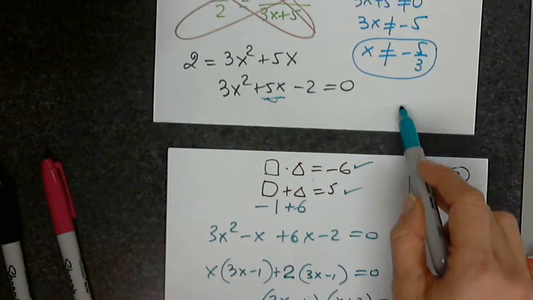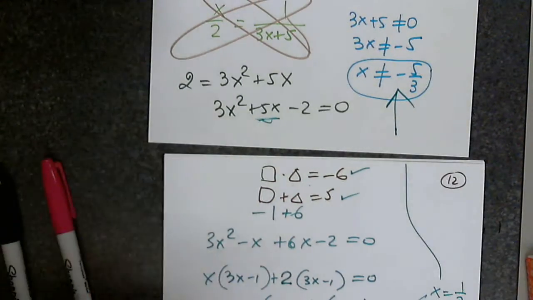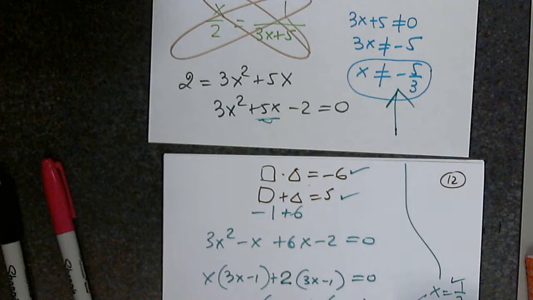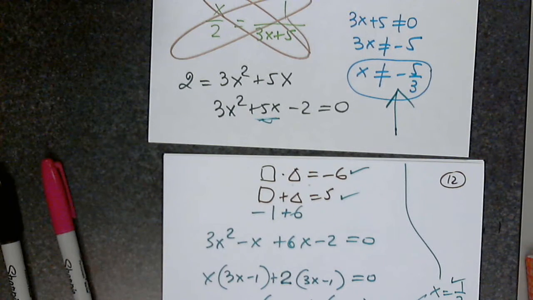My first thought is here. Are these solutions, prospective solutions I will call them, on the restrictions list? No. So they must be solutions, assuming that I didn't make a mistake. Any questions?